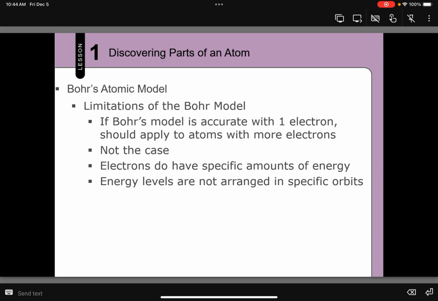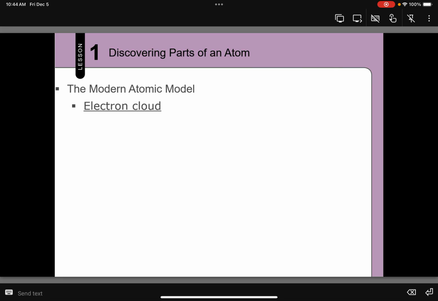Okay, so Bohr's model looks like a solar system, right? With the sun in the middle and the planets orbiting it. The actual model of an atom is not like that. It doesn't have a specific orbital that it takes the same path all the time. There are energy levels there, but not how Bohr said it was. It's not like a solar system.